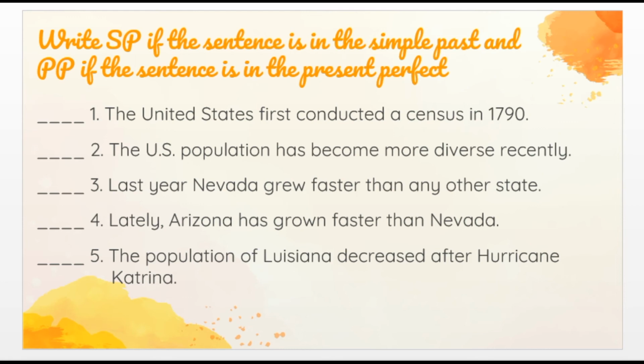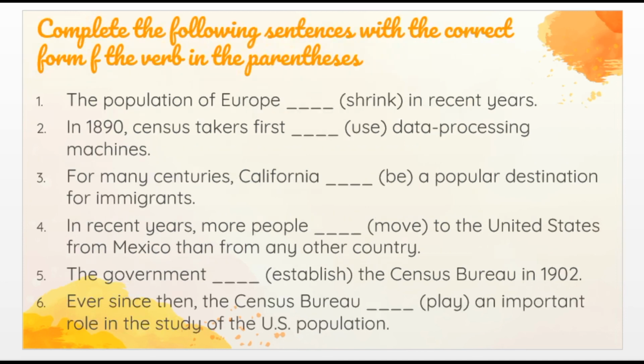The United States first conducted a census in 1790. Number 2. The US population has become more diverse recently. Number 3. Last year Nevada grew faster than any other state. Number 4. Lately, Arizona has grown faster than Nevada. Number 5. The population of Louisiana decreased after Hurricane Katrina. Now you can write down your answers in your notebook. Now let's move to the next exercises.